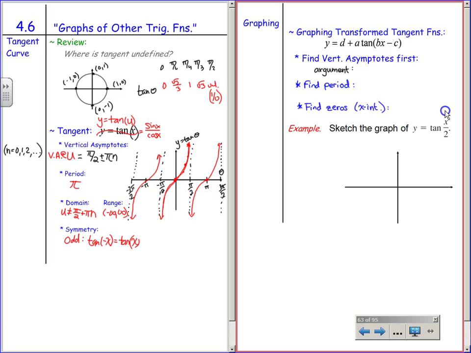My advice is to go looking for vertical asymptotes first. Go ahead, you can pack up. Go looking for vertical asymptotes first. Find the period next, and then find the zeros last. And with all that information, you should be good to go.